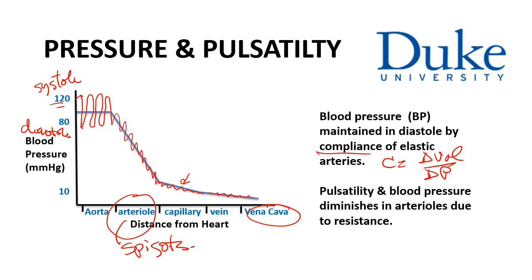It's pretty easy to remember the idea about the pulsatility. If you cut your wrist and the blood is spurting out, you know that you've cut the artery. But if you cut the wrist and the blood is just oozing out, then you know that you've cut the vein.